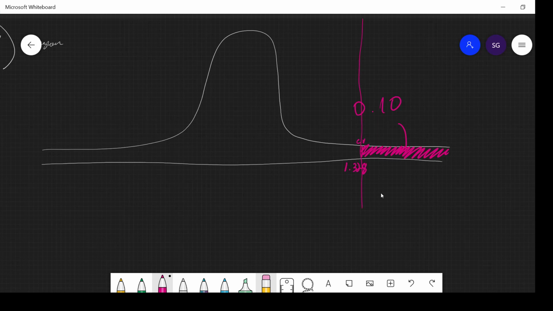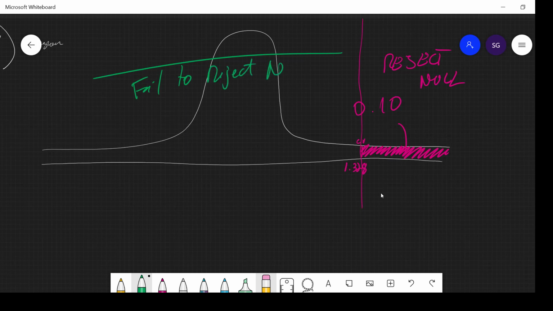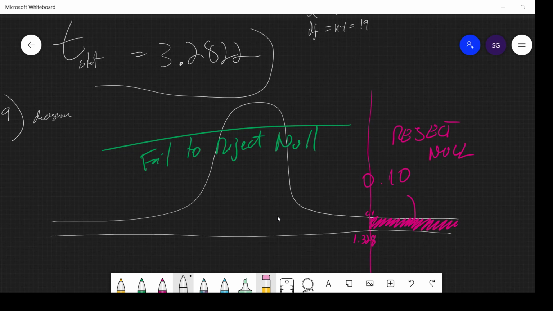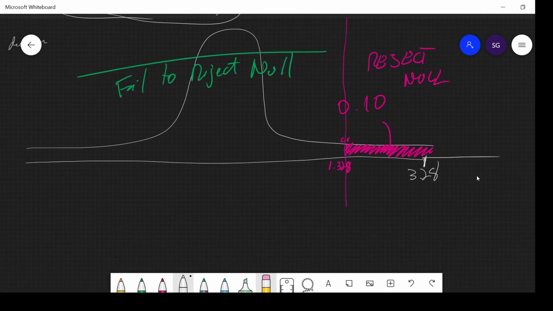This is my cutoff line. If we end up on the right-hand side, we will reject the null. And if we end up on the left-hand side, we are going to fail to reject the null hypothesis, right? And what is our actual statistic? Our actual calculated statistic is 3.2822, and 3.28 is over here somewhere, clearly on the right-hand side. Our calculated statistic is greater in magnitude, and we care about greater than right now because we're on the right-hand side. It is greater than 1.328. Therefore, we will reject the null hypothesis.